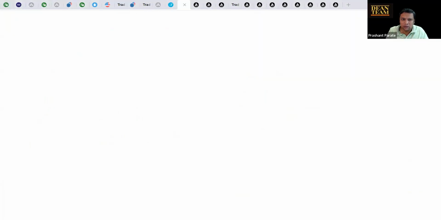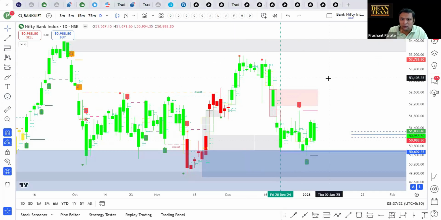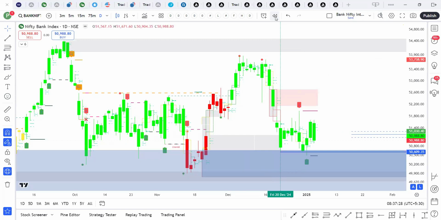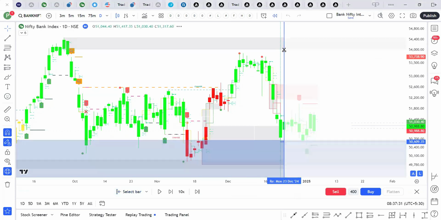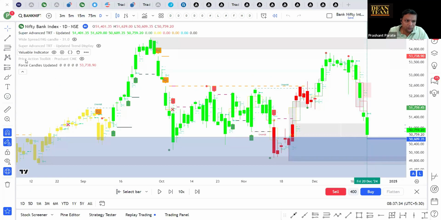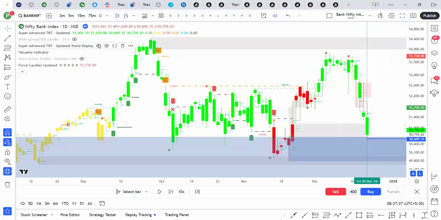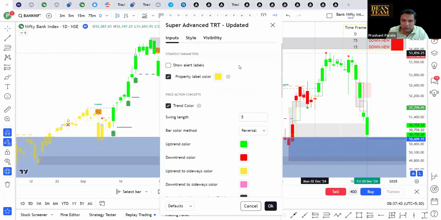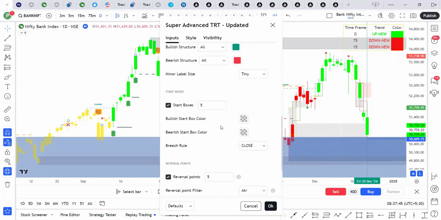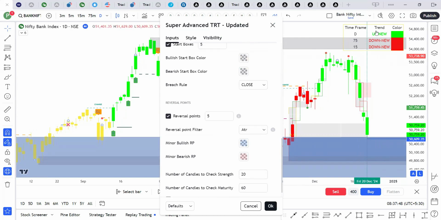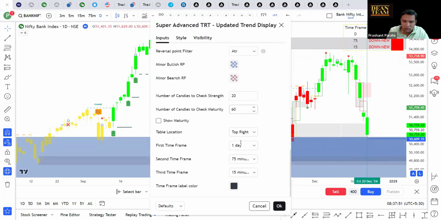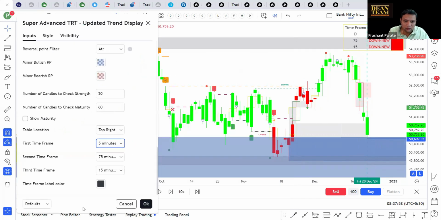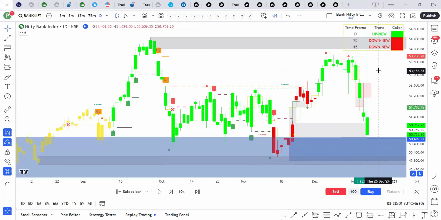Okay, so let's go to that chart with bar replay. This is bar replay. On this day, on the daily time frame, it was bullish, and the rest were bearish: 75, 15, and 5 minutes. All are bearish. Correct.